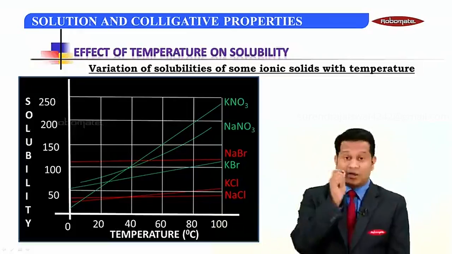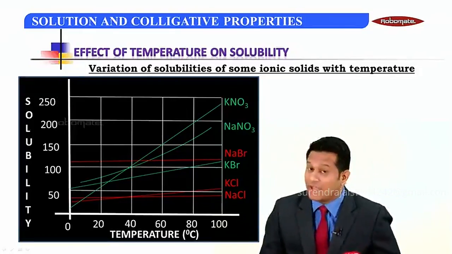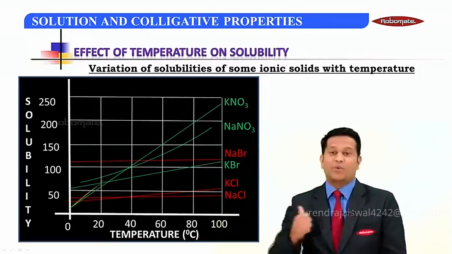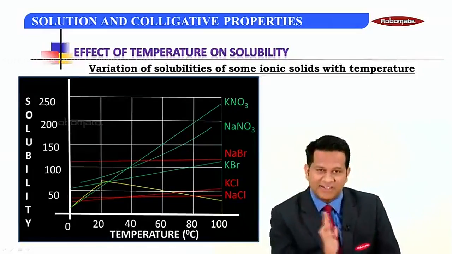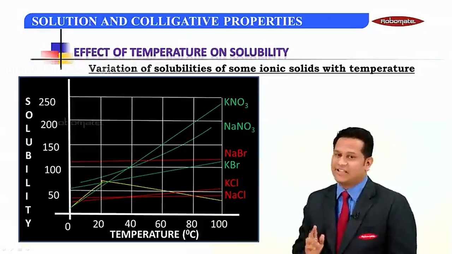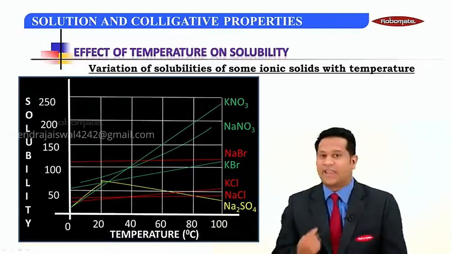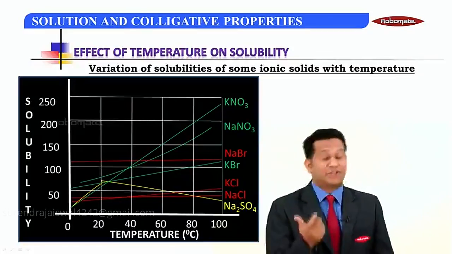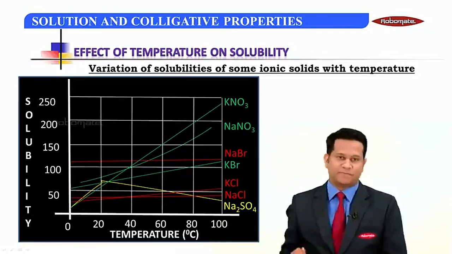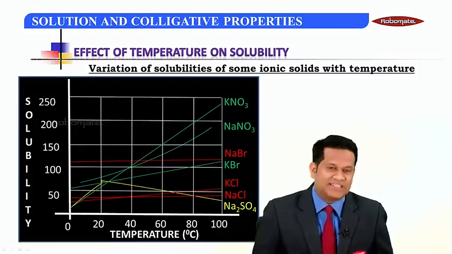Whereas you see a sudden change over here in case of Na2SO4, where with the increase in temperature, the solubility increases, and with the further increase in temperature, the solubility decreases. That's an exceptional behavior of Na2SO4. So these are the 7 examples which show the variation of solubility with respect to temperature.